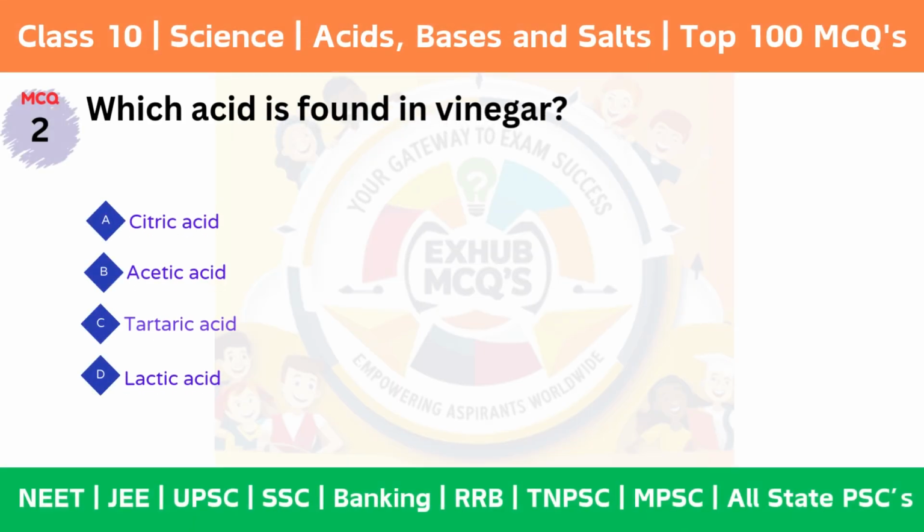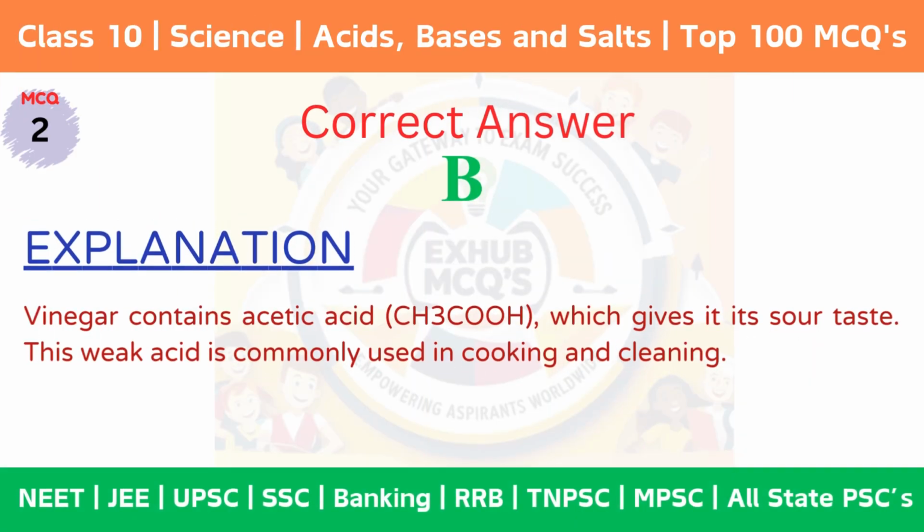MCQ 2. Which acid is found in vinegar? Option A, citric acid. Option B, acetic acid. Option C, tartaric acid. Option D, lactic acid. The correct answer is option B, acetic acid.